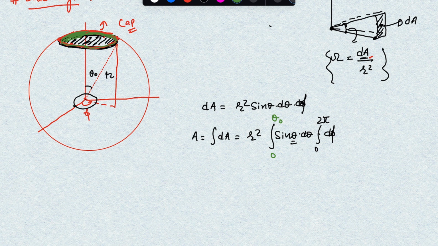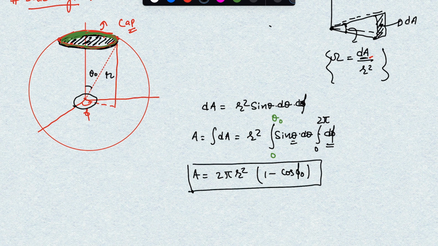So then the surface area becomes A equals, the d phi integration is phi, and if you put the limit 2 pi, then that becomes 2 pi r squared, and the sine theta integration is minus cos theta, and if you put in the limits, it becomes 1 minus cos theta naught. This is the area of this cap. You can keep this area in mind, just memorize it.